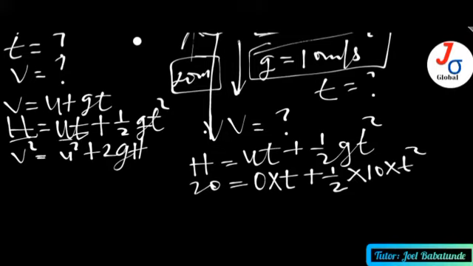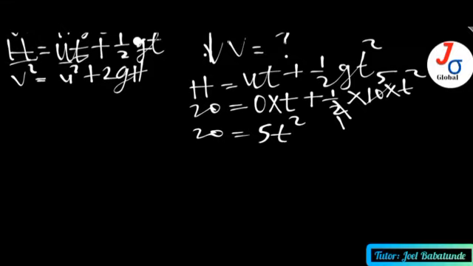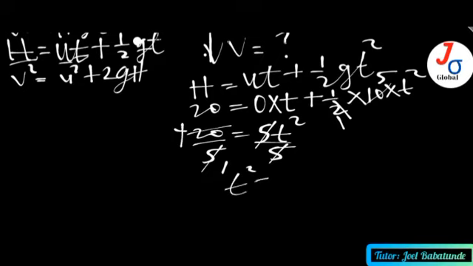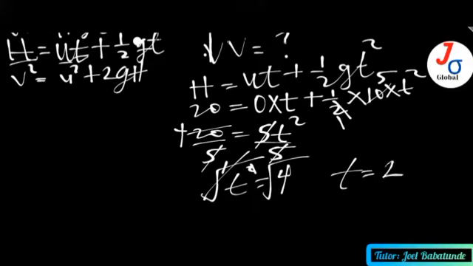So all of this, 20, equals 0 multiplied by t, that's 0. Then half times 10 is 5, so we have 5t squared. We divide both sides by 5. We have 5 into 20 is 4, and so we have t squared equals 4. We take the root of both sides because of the square on t. I have t equals the square root of 4, which is 2 seconds. So time is 2 seconds.